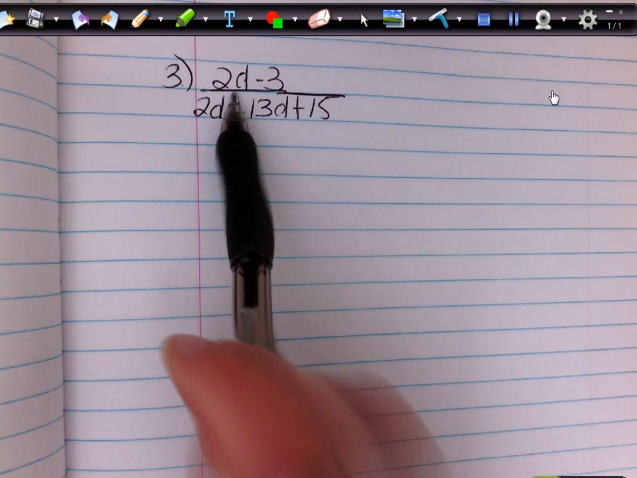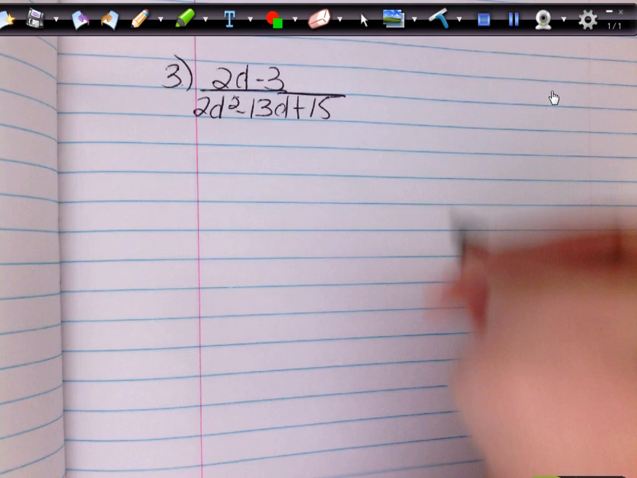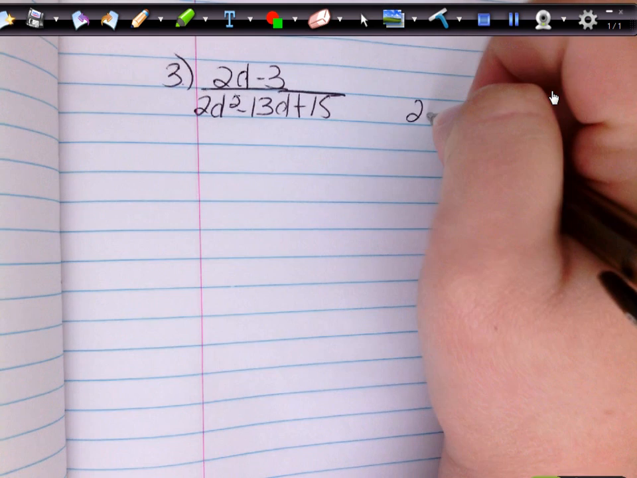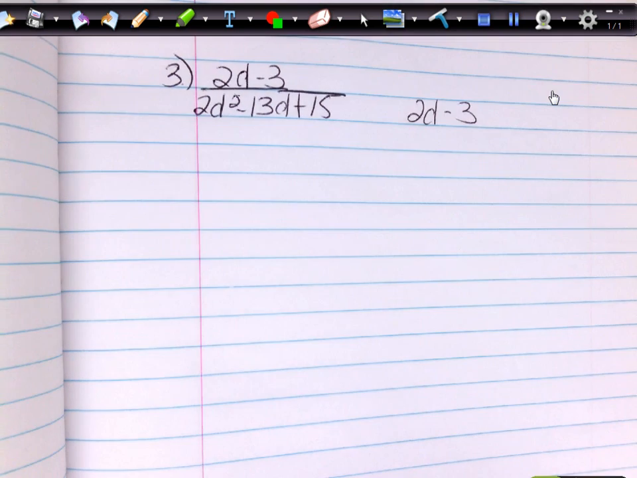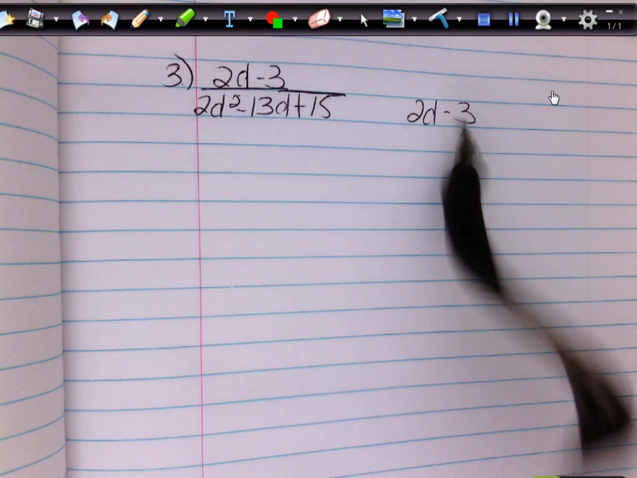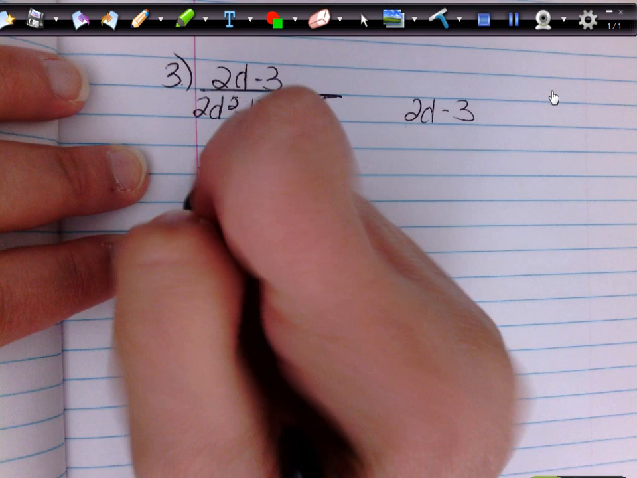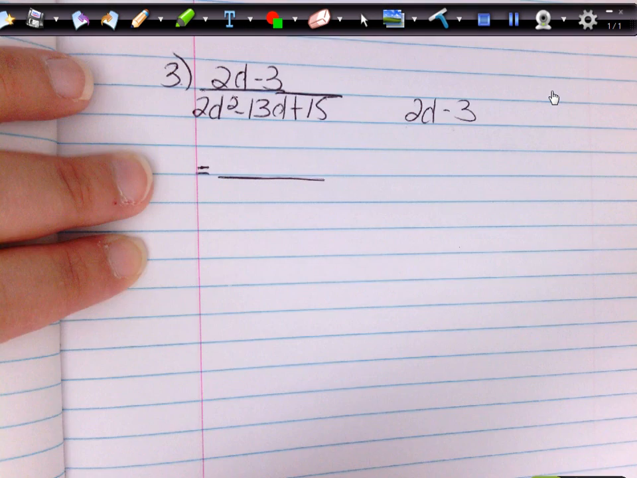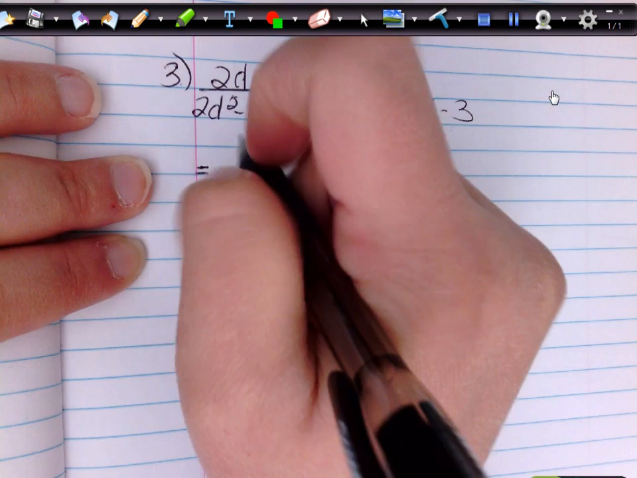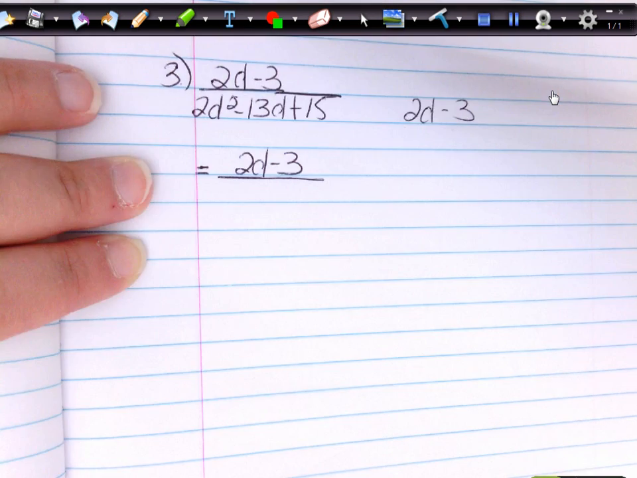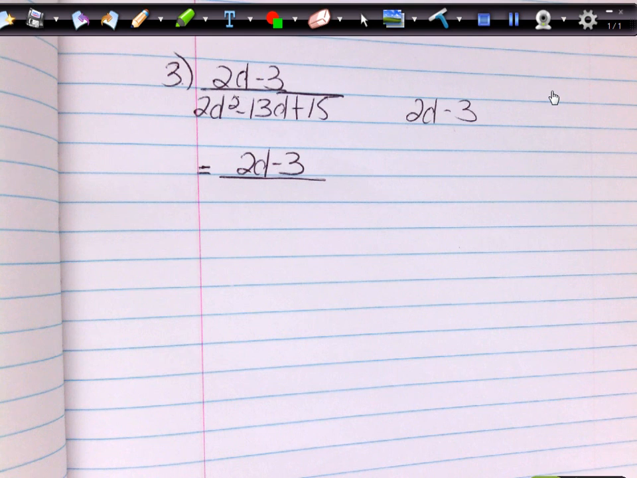So if I look at 2d minus 3, it's a binomial, so all I can do is take out a GCF or perfect squares. 2 and 3 are definitely not perfect squares, and 2 and 3 don't have anything in common other than a 1. So there's no way for me to factor this. It's actually prime, or it's factored by itself. So there's nothing I can do to factor this. So we're just going to leave it as 2d minus 3. So if you can't factor it, just leave it.